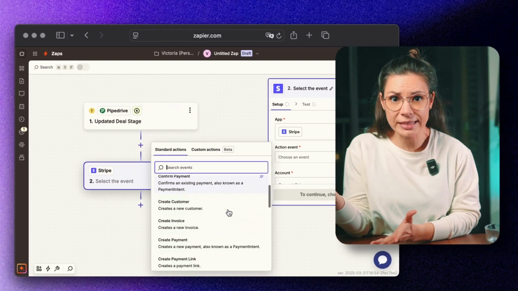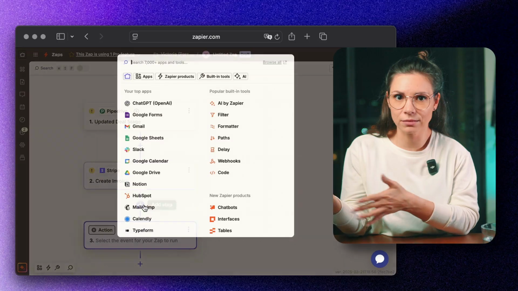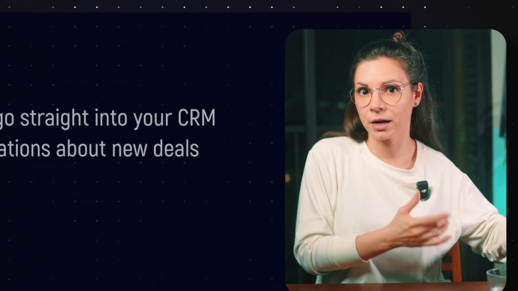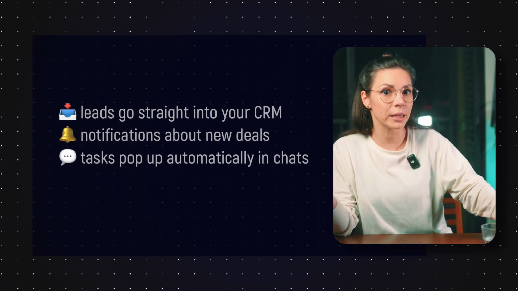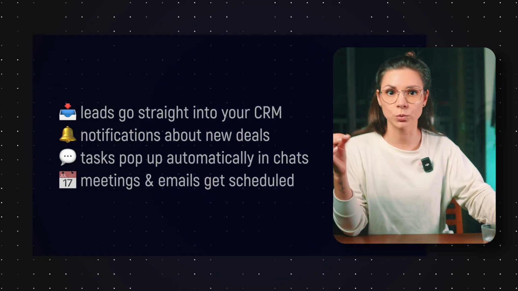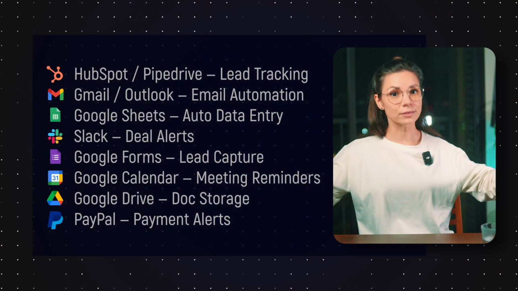Automating RevOps with Zapier helps you work faster, make fewer mistakes, and spend less time on boring, repetitive tasks. For example, making sure new leads go straight into your CRM, notifications about new deals or tasks pop up automatically in chats, and meetings or emails get scheduled without an extra click. Here are the tools that will help. How does this work in practice?